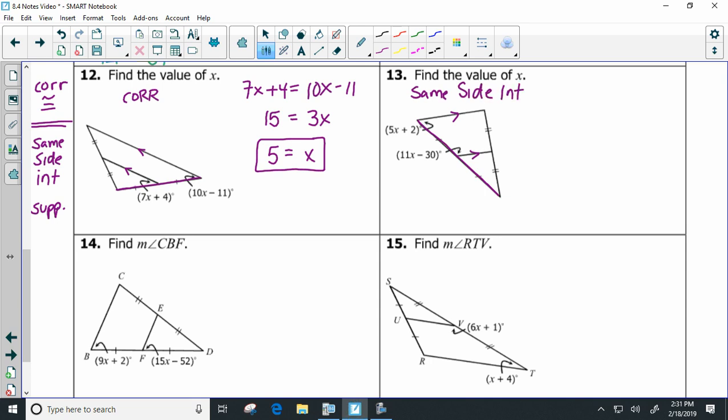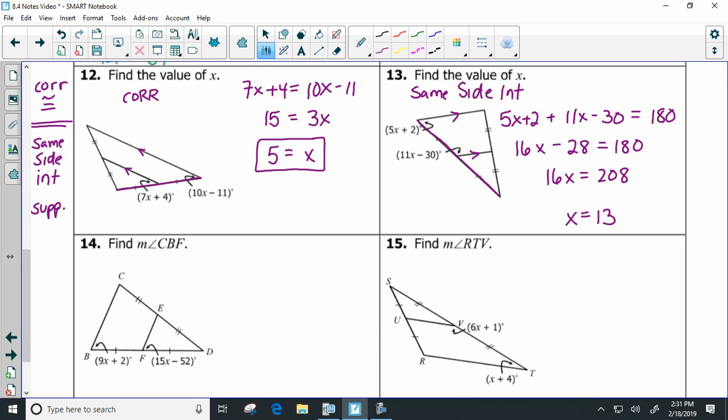That means they are supplementary, which means I will take 5x plus 2, add 11x minus 30, and set it equal to 180. Combine like terms, 5x and 11x is 16x. 2 minus 30 is negative 28. That equals 180. Add 28 to both sides. That is 208. Divide by 16 on both sides, and x is equal to 13. The question says find the value of x. Value of x is 13.